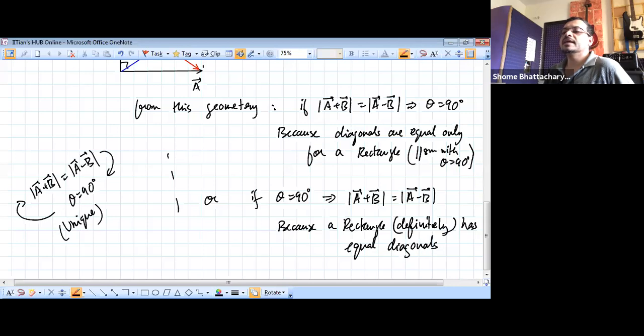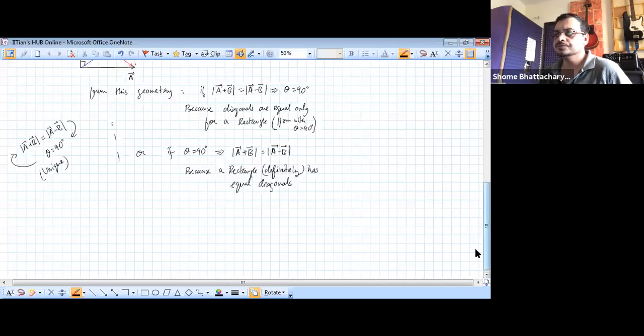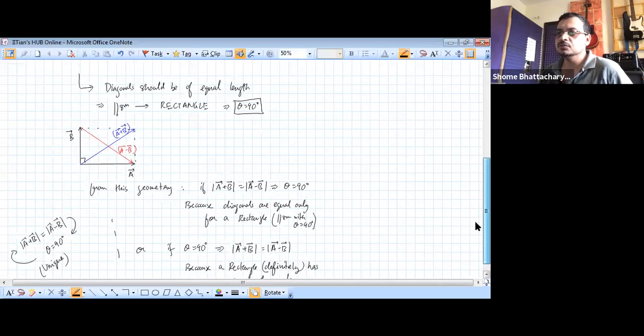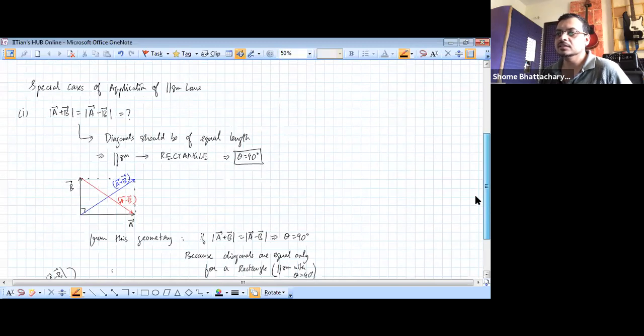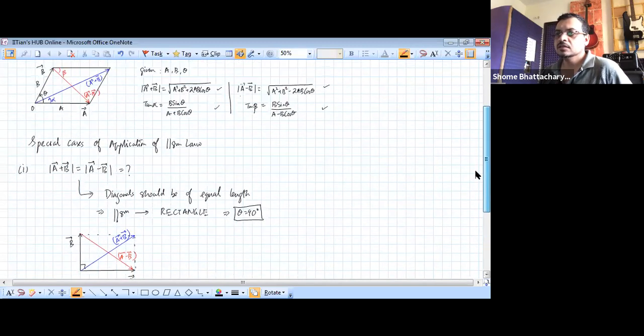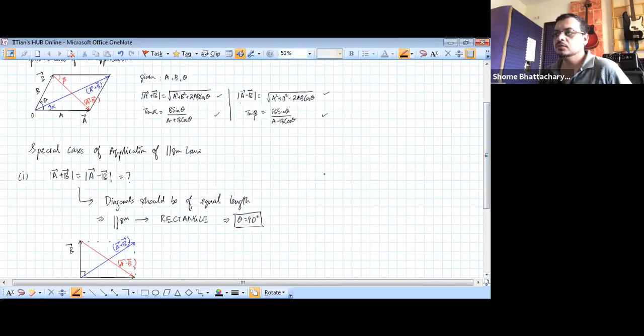Okay. That means no other angle is possible for which this will happen. Or for theta equal to 90 degrees, it cannot be that mod a plus b is not equal to mod a minus b. There's only one case possible, and that case is that the diagonals are equal. Or if the diagonals are equal, there's only one case possible, that theta is 90 degrees. So that's one thing where we don't need to apply the algebra.